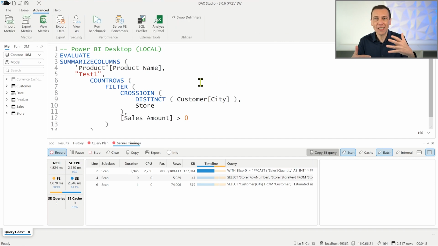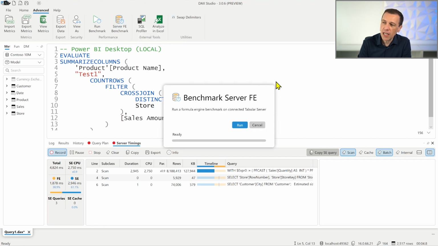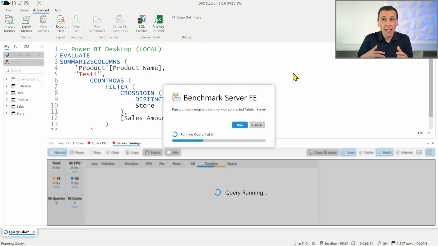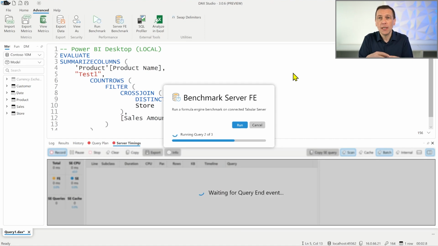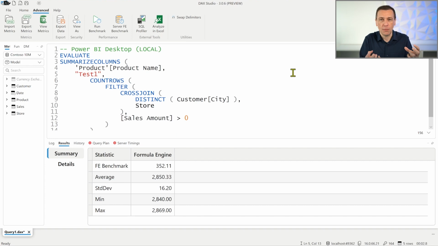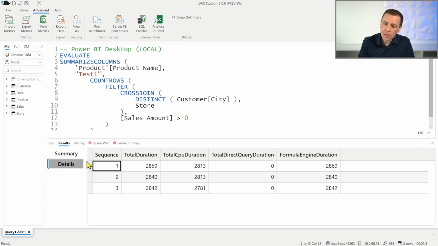So instead of doing a trial and instead of trying the same query several times in different situations, we can just run this benchmark, server FE benchmark, server formula engine benchmark. Let's click run. It runs the same query a number of times against the formula engine, which is a query that doesn't require any calculation in the storage engine. This query is basically measuring the speed of the CPU, because the only thing that matters is how fast is the CPU. We are not using RAM, we are not using other services, we are not doing I/O, and the result we obtain is also detailed here.